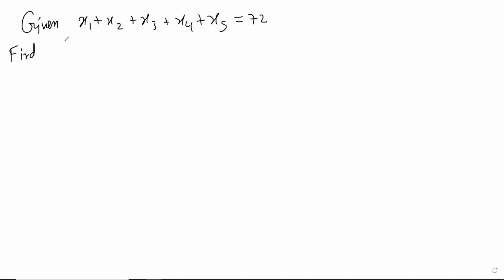So the problem was: given 5 numbers, x1, x2, x3, and so on, that add up to 72. Now find the xi such that the product maximizes. Okay.